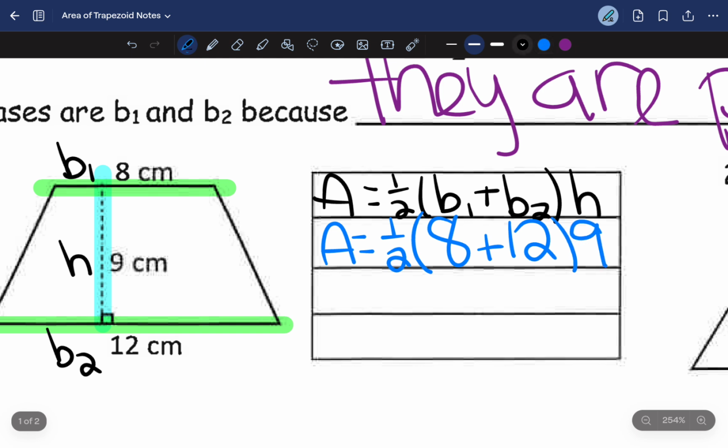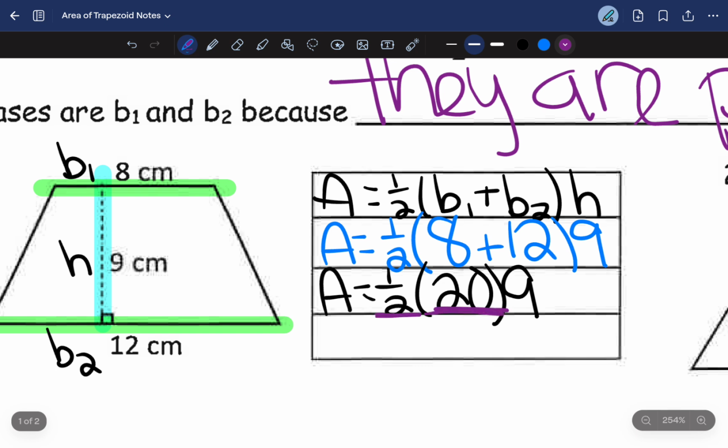So I'm going to solve this just like I would PEMDAS. So PEMDAS, the first thing is parentheses. So I'm going to solve what's in parentheses. So I'm going to write the rest of my formula. I have A equals 1/2. 8 plus 12 gives me 20. And then close those parentheses, 9. Now this is a lot like solving a triangle. And remember, we're going to half. If we have an even number, we're obviously going to do that.